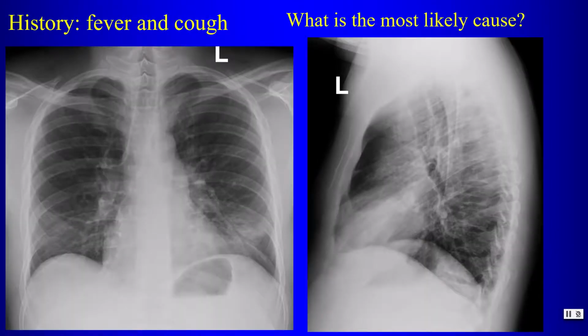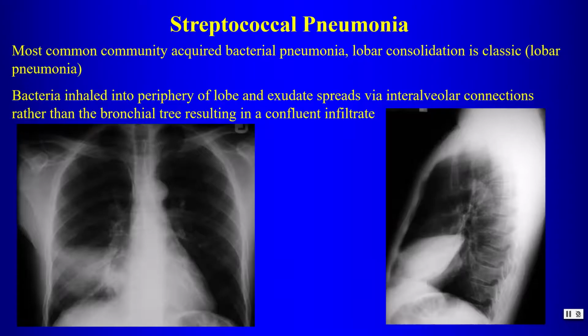So if I tell you that this patient has a fever and cough, we look at the PA and lateral chest radiograph, we notice a hazy opacity here that slightly obscures the left heart border, and then here it is on the lateral view. So what is the most likely cause? Well, this is pneumonia, most likely community-acquired pneumonia, and those are usually streptococcal pneumonia. So streptococcal pneumonia is the most common community-acquired bacterial pneumonia, and a lobar consolidation is a typical appearance.